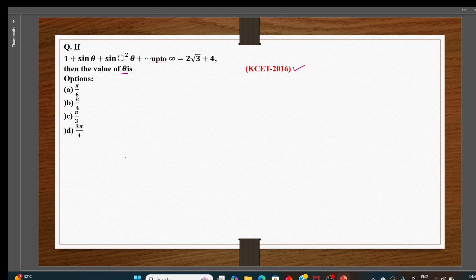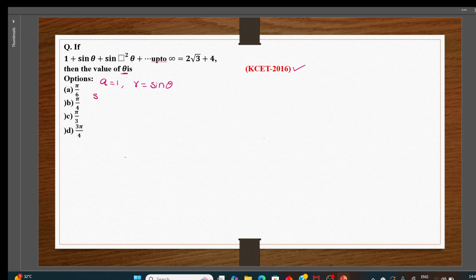Clear? So here in this series 1 plus sin theta plus sin square theta, sin cube theta and so on up to infinity, what is the first term? A is equal to 1. First term is equal to 1. So common ratio R is equal to sin theta, because sin theta, sin square theta, sin cube theta, sin to the power of 4 theta. So here sin theta is the common ratio.